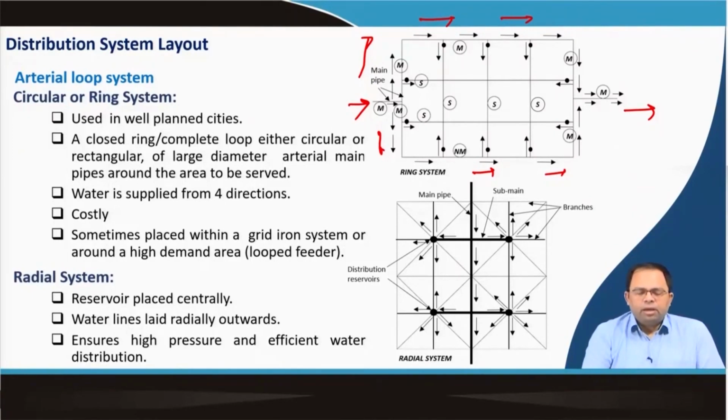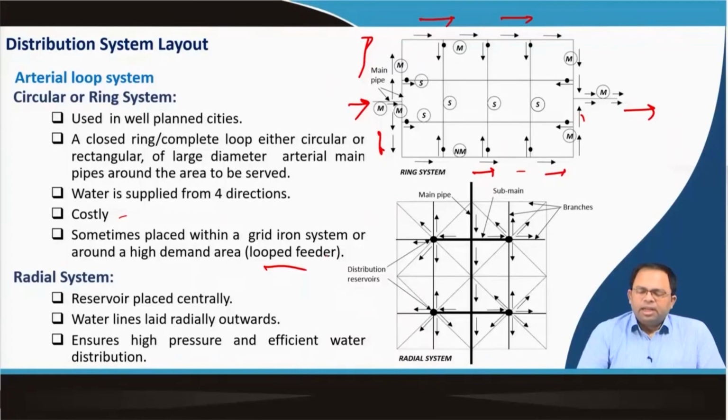It's a closed ring or a complete loop, either circular or rectangle, of larger diameter arterial main pipes around the area to be served. So, we have larger diameter arterial main pipes around the area that is to be served. So, we get water from all directions, and it's costly and sometimes placed within a grid iron system or around a high demand area, or a loop feeder.